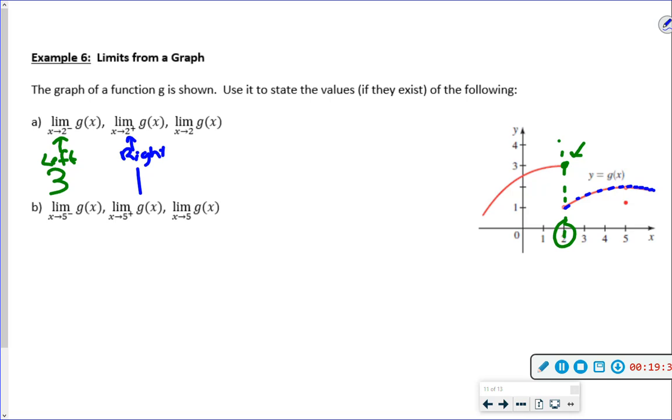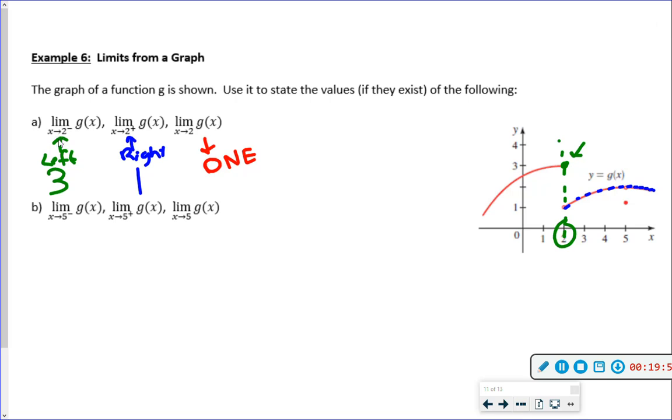Question now. Do you have a limit when you approach 2? No, because we have different answers: 3 from the left, 1 from the right. So this answer is the big DNE. We did have the separate left and right limits, but we don't have the overall.